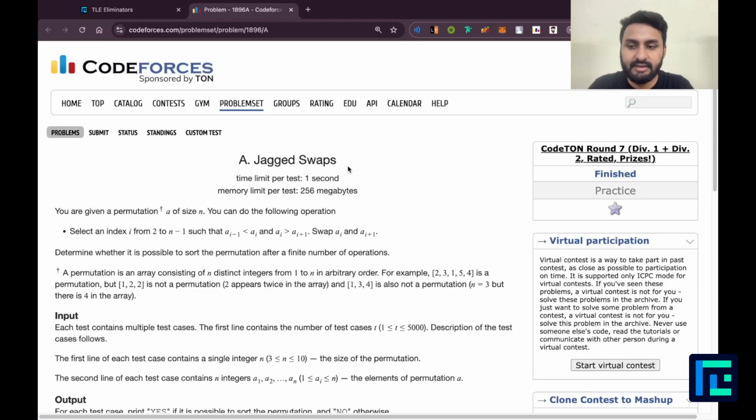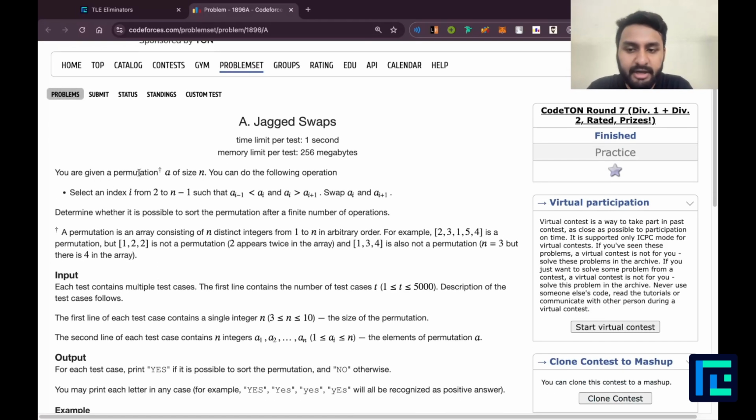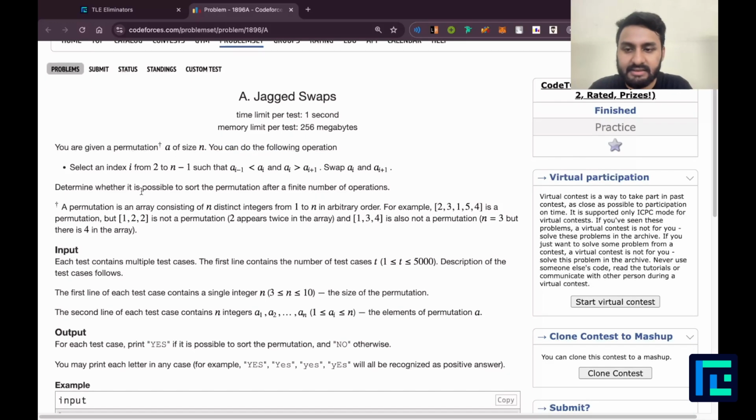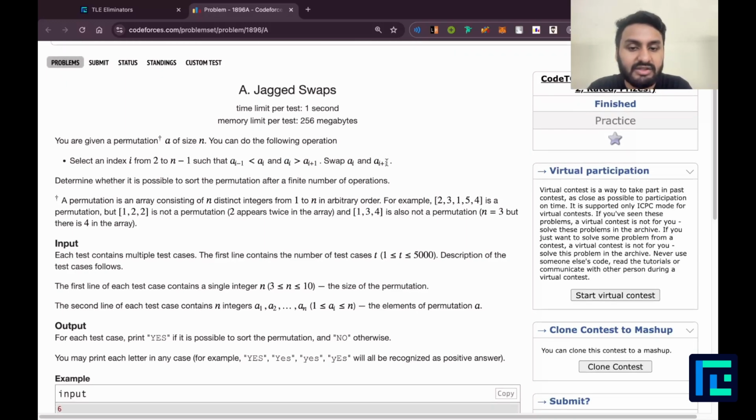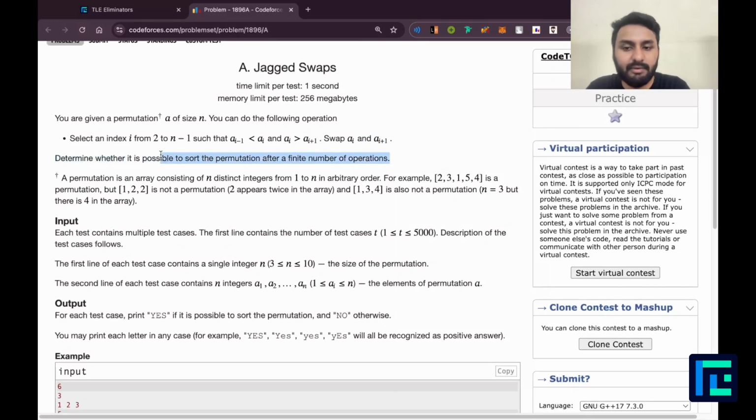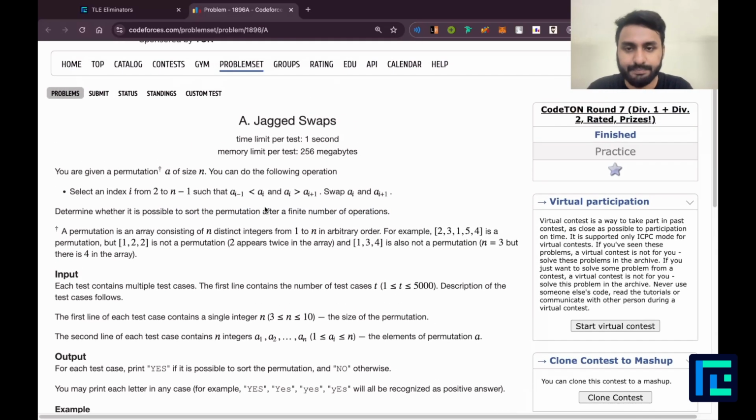Alright, let's read this. You are given a permutation A of size n. You can do the following operation, that is, select an index I from 2 to n minus 1 such that a of I minus 1 is less than ai and ai is greater than a of I plus 1, and then you can swap ai and ai plus 1. Alright, determine whether it is possible to sort the permutation after a finite number of operations.